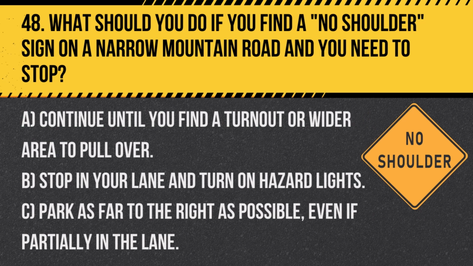Question 48. What should you do if you find a no shoulder sign on a narrow mountain road and you need to stop? A. Continue until you find a turnout or wider area to pull over. B. Stop in your lane and turn on hazard lights. C. Park as far to the right as possible, even if partially in the lane. Answer. A. Continue until you find a turnout or wider area to pull over. It's essential to avoid stopping in traffic lanes, especially where there's no shoulder.